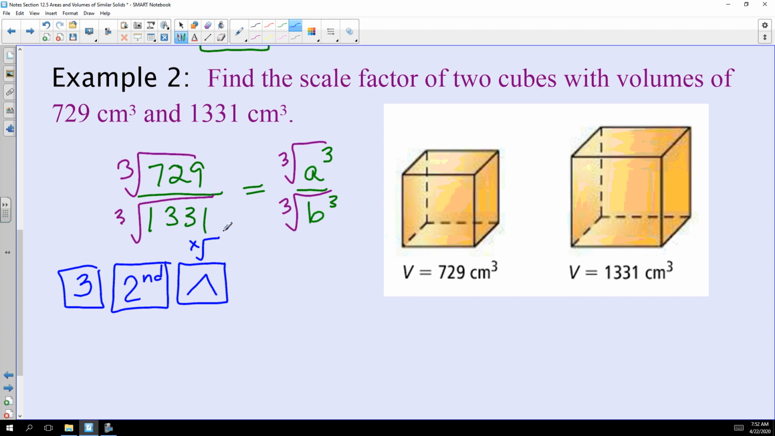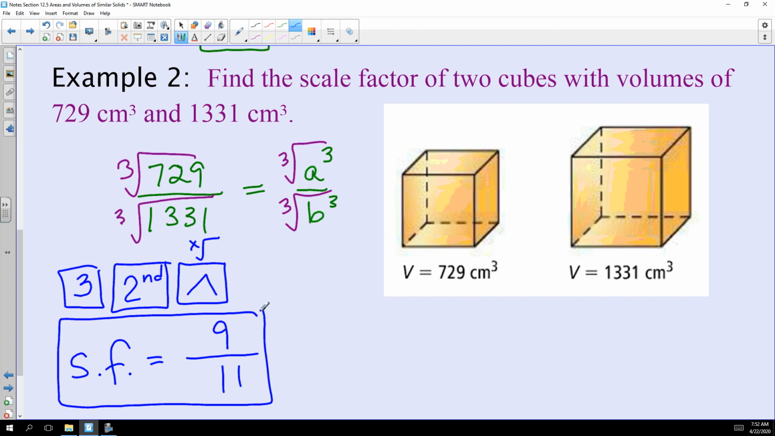So 3 second cube root, or 3 second caret, of 729 gives you 9. So then you get 9 over, and the cube root of 1331 is 11. So the scale factor is equivalent to 9 over 11, and you're done.